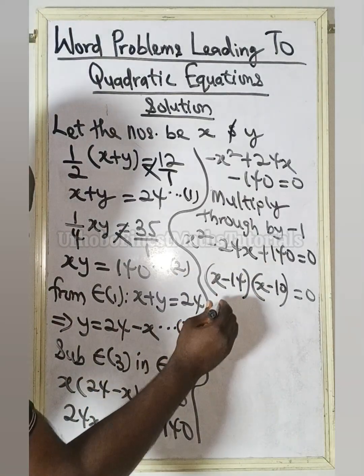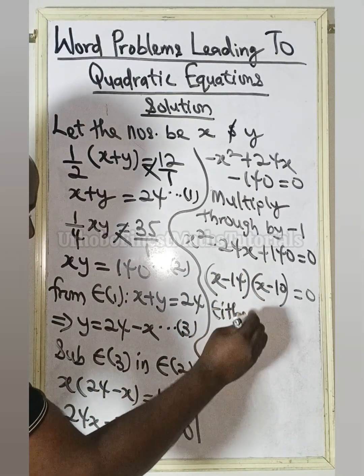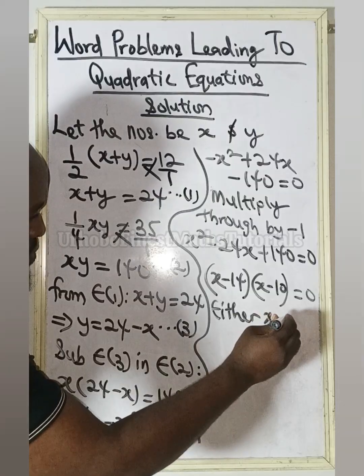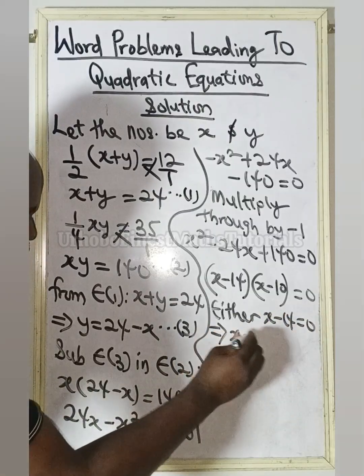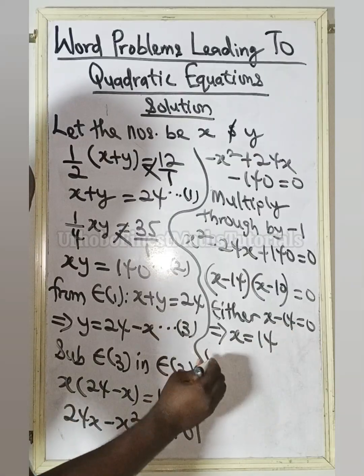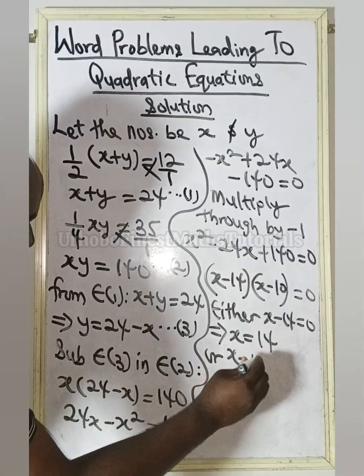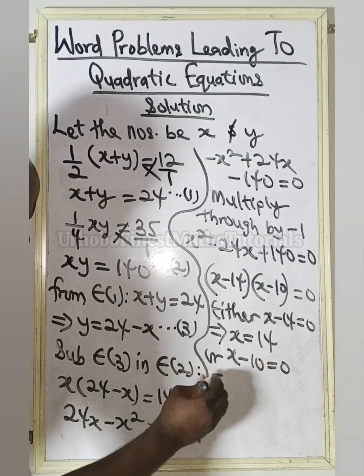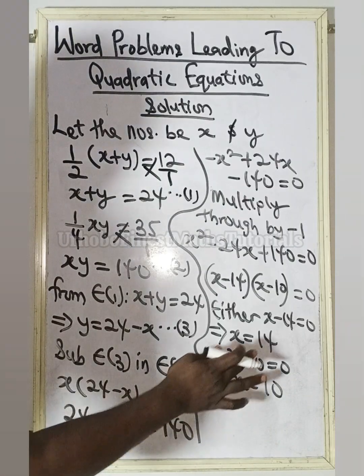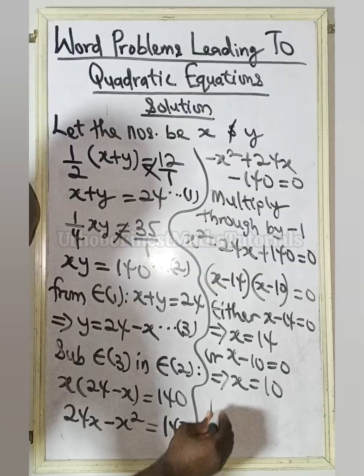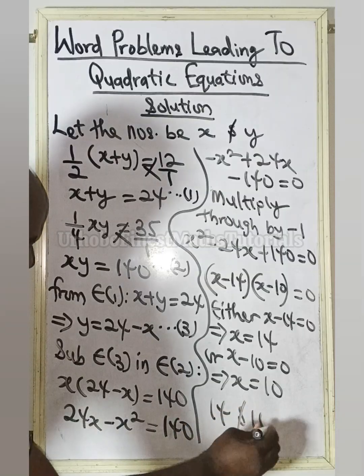So you come here and say either x minus 14 equals 0, which implies that x equals 14, or x minus 10 equals 0, which implies that x equals 10. So the two numbers are 14 and 10.